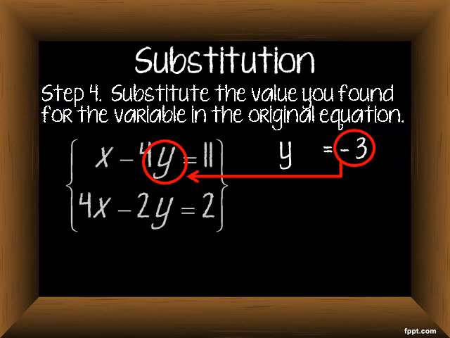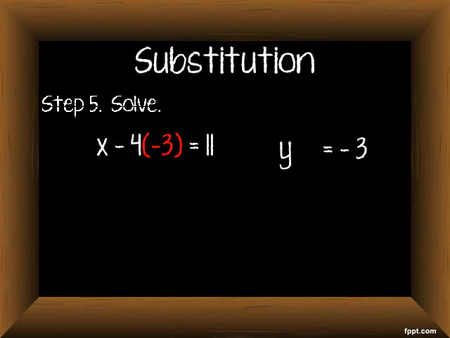Since we know that y equals negative 3, again we can just simply substitute negative 3 in anywhere we have a y. So I'm going to take this first equation. You could use either one. I'm going to take the first equation, and instead of y, I'm going to write negative 3. That leaves me with x minus 4 times negative 3 equals 11. And then just solve for x.